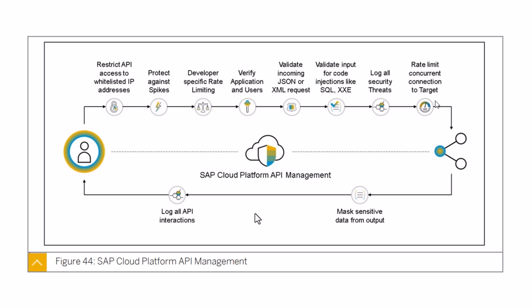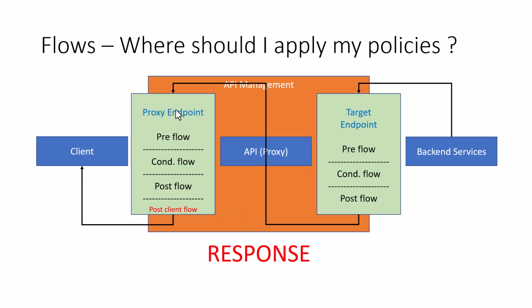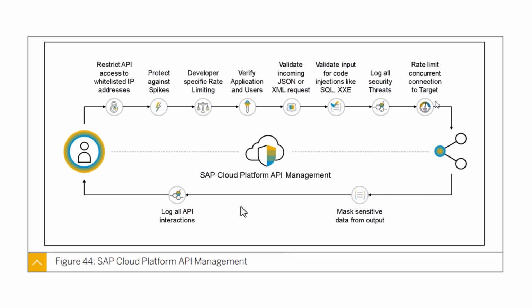And like I said, it is very critical that you apply the policies in the right phase, either in the proxy endpoint, post-flow, response, and so on. For example, if you want to do some rate limiting, it does not make sense to apply the rate limiting policies in the response. Or if you need to restrict access using whitelisted IP addresses, or do some authentication checks, they all need to be done in the request phase. So definitely a good understanding of where to apply the policies is critical.